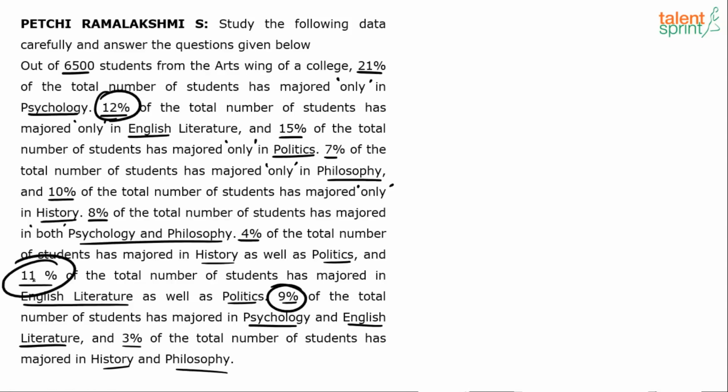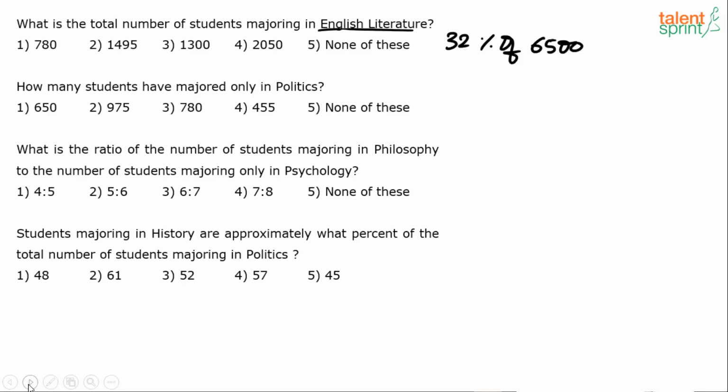12% here, 11% in English and politics, 9% in psychology and English. Yeah, so 20 plus 12, 32. 32% of 6,500. So what is 32% of 6,500? 1800 plus 1950, and 2% is 130. So 2080 should be the answer. This should be equal to 2080, which is option 5, none of this.